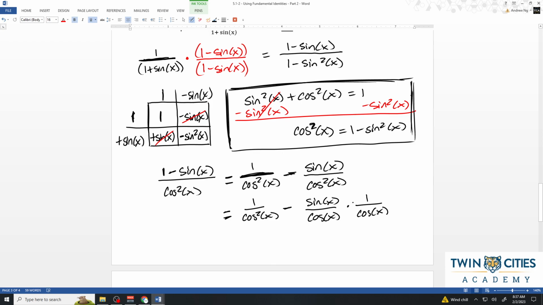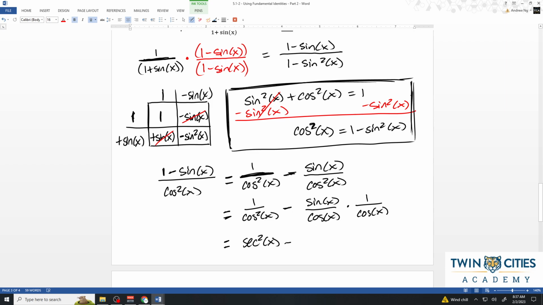Right? Because sine of x times 1 would just give me sine of x here. Cosine times cosine would give me the cosine squared for this one. Then finally, I can say 1 over cosine. If this were just cosine, 1 over cosine would be secant. So 1 over cosine squared would be secant squared. This fraction is secant squared of x.